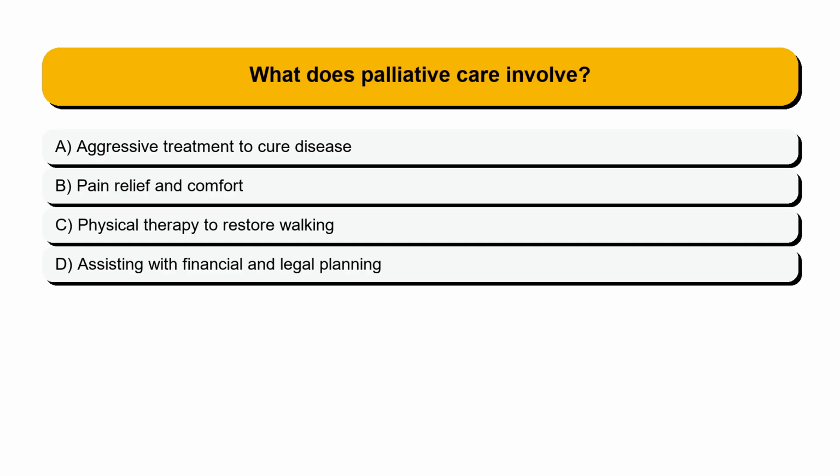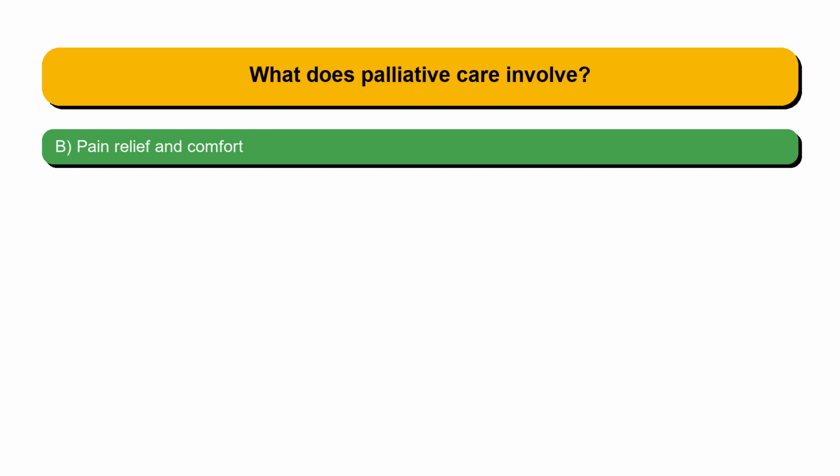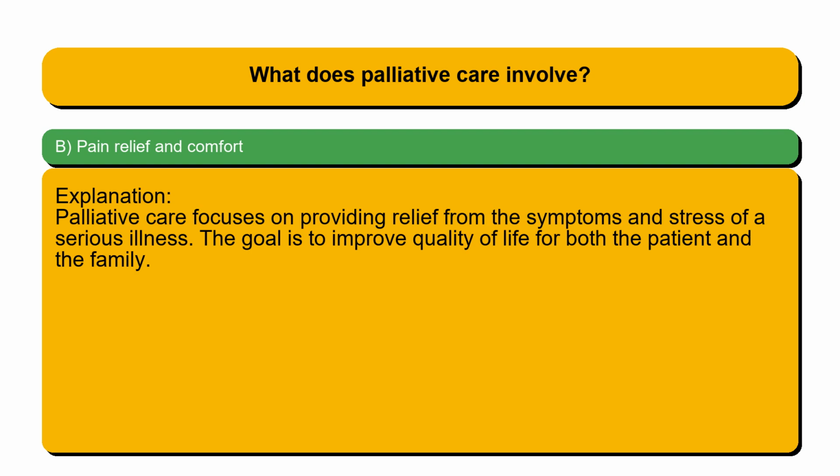Question 66. What does palliative care involve? Option A, the aggressive treatment to cure disease. Option B, pain relief and comfort. Option C, physical therapy to restore walking. Option D, assisting with financial and legal planning. The correct answer is option B, pain relief and comfort. Palliative care focuses on providing relief from the symptoms and stress of a serious illness. The goal is to improve quality of life for both the patient and the family.